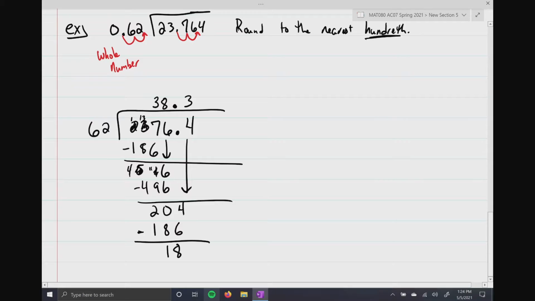Two. I need more than 2. Because remember, right now, CJ, here's where we are. That's where we're standing. So I need how many decimal places? Well, 3. I need a total of 3.